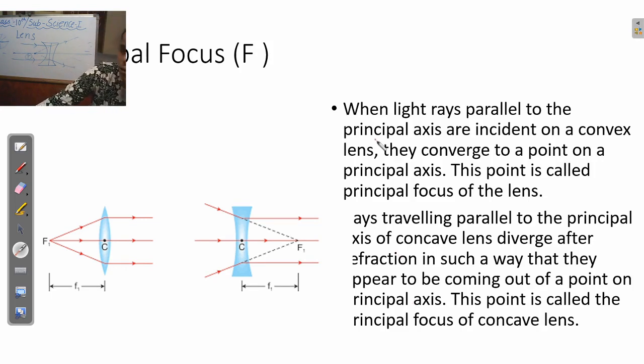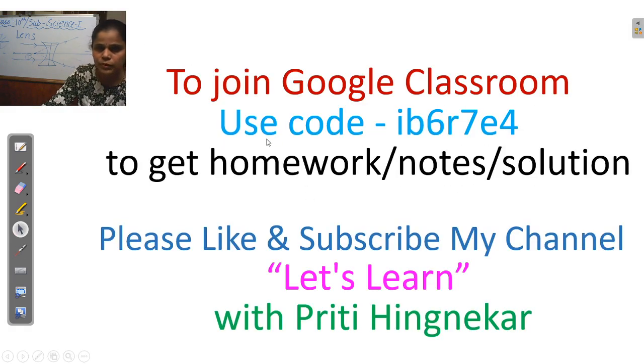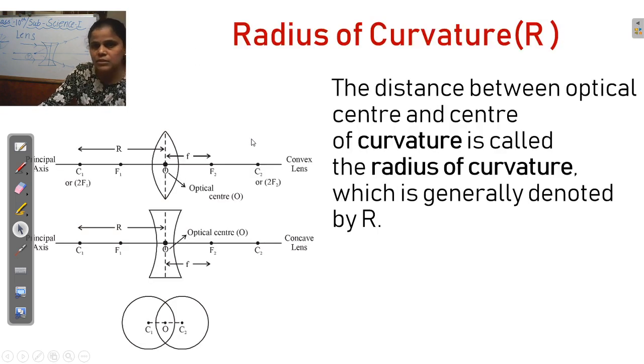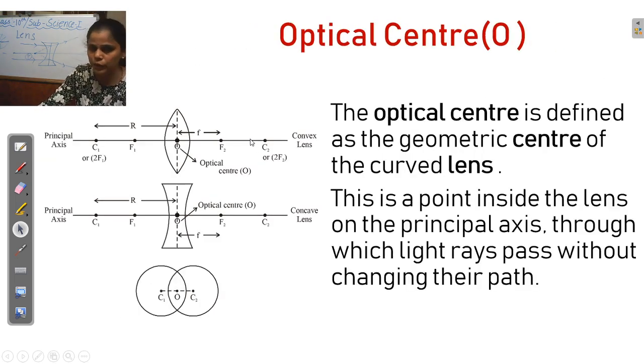Got it? That is why the concave lens is called a diverging lens, because the light rays diverge, and the convex lens is called a converging lens. Okay. So these are the important terms related to the lens.